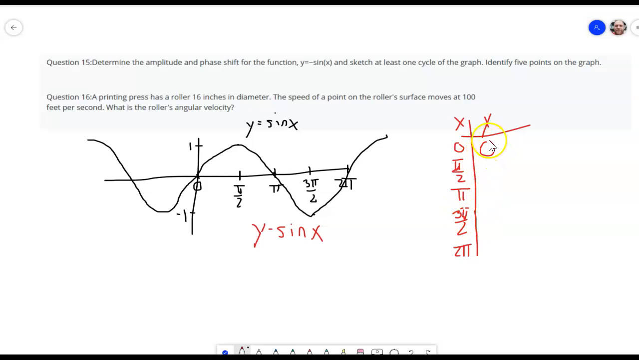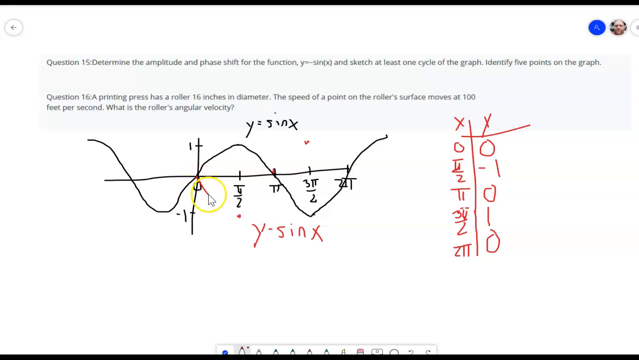At 0, I still get 0. Let's see what happens when I put in pi over 2. The sine of pi over 2 is normally 1, and then I make it a negative, so that means it's at negative 1. So that's going to be down here. The sine of pi is 0, making it a negative 0, still going to be a 0. The sine of 3 pi over 2 is a negative 1, so making that a negative will make it a positive 1, and this will be a 0. So it's going to be there, and then here.